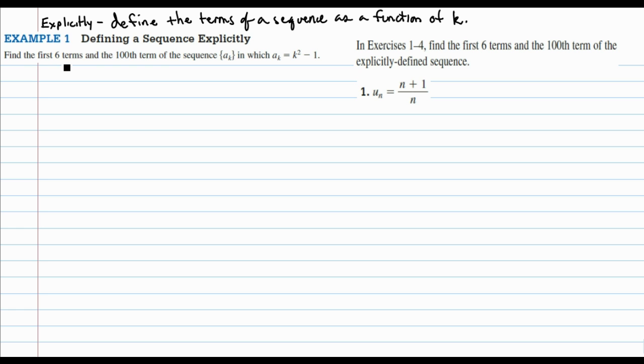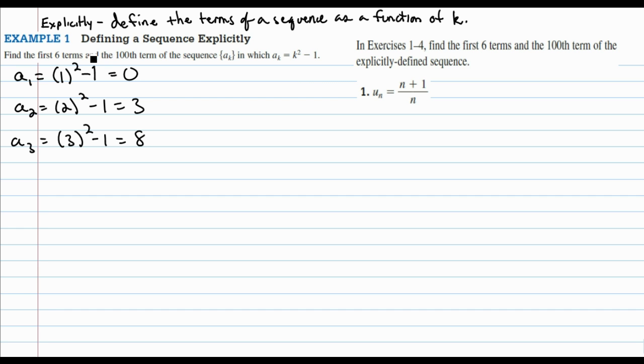Find the first 6 terms and the 100th term of the sequence a sub k, in which a sub k equals k squared minus 1. So k stands for the first, second, third, basically the placeholder of the term. So a sub 1, I'm going to take my sub number and plug that in. 1 squared minus 1, which would be 0. A sub 2 then would be 2 squared minus 1, so 3. A sub 3 would be 3 squared minus 1, which would then be 8.